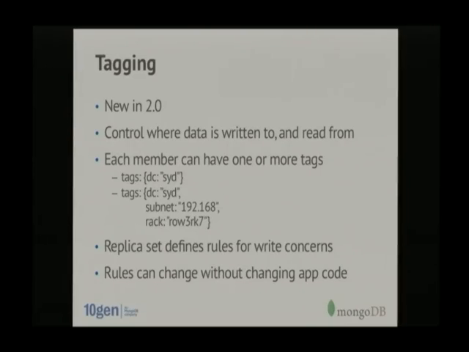So you can say this node is a data center in Sydney, or you can get it down to specifics: this is a data center in Sydney, rack number 3. And then you can actually use those tags for both reading and for write preferences. So those rules can actually change without changing your application code. Your administrator can change the rules by tagging the replica set servers.